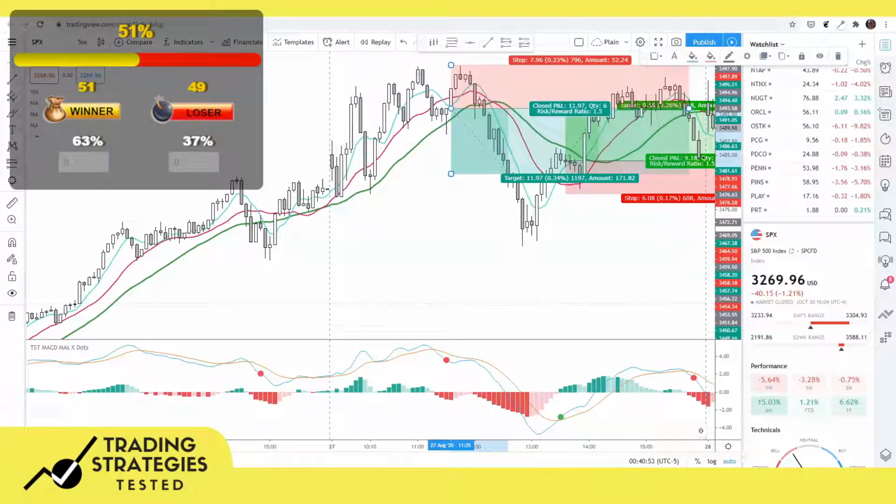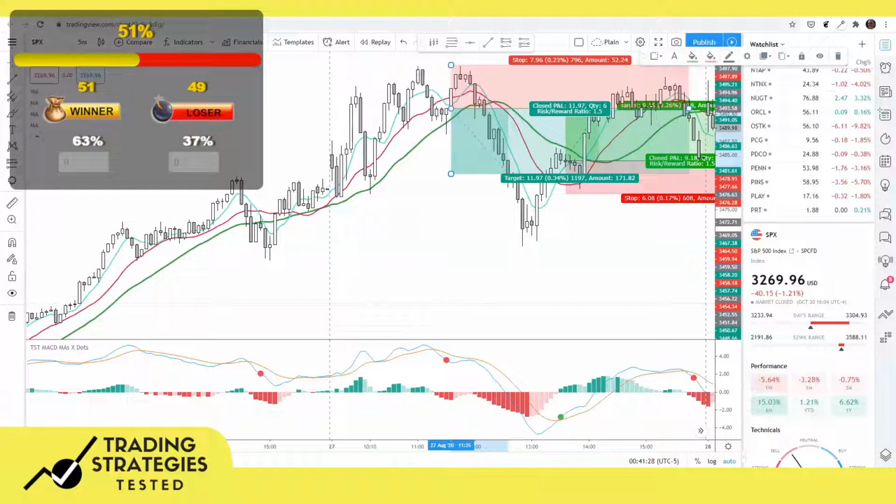So overall, we have a win rate of 51%, which is, I believe, actually lower than just the regular MACD that we tested, just the straightforward, simple one where we looked at the crossovers. And we have a win rate in terms of money of 63%. And that came to roughly $671 if we are looking at that.